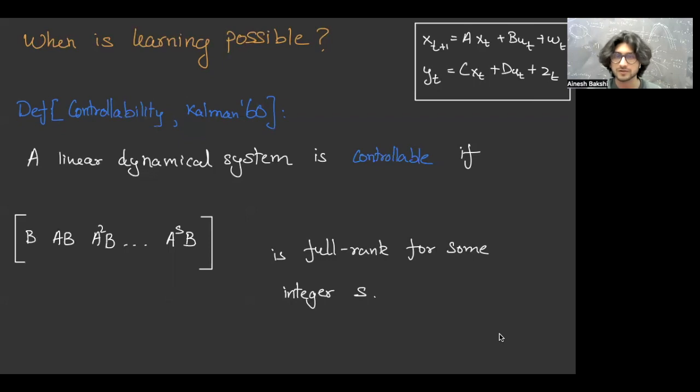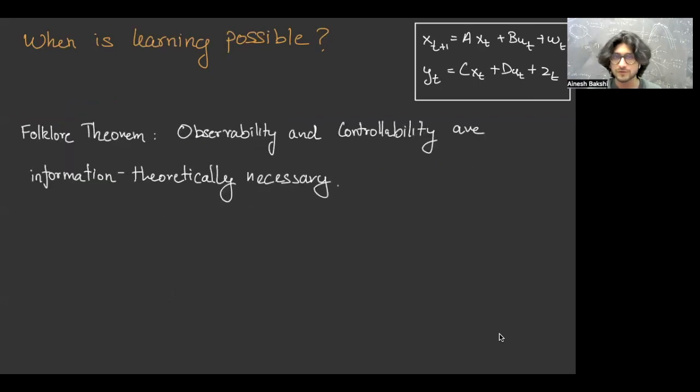Similarly, Kalman also defined controllability. The linear dynamical system is controllable if the corresponding matrix here, where you start off with B and then stack along the columns A times B, A squared times B, and so on, is full rank for some integer S. Now, a folklore theorem in control says that observability and controllability are information theoretically necessary, and they're also sufficient if we do not worry about sample complexity issues.